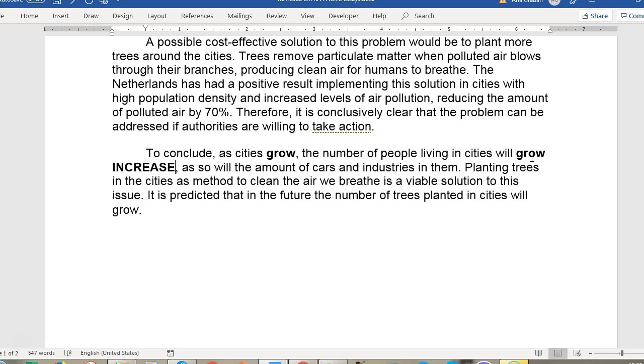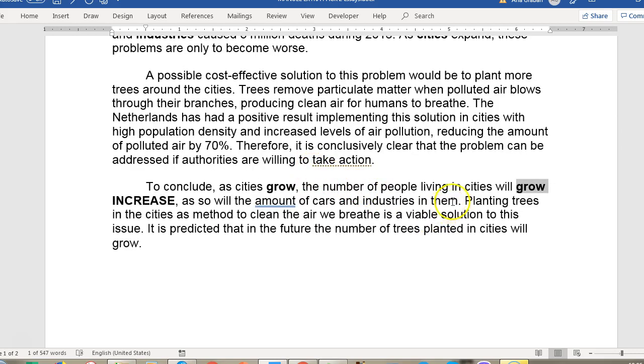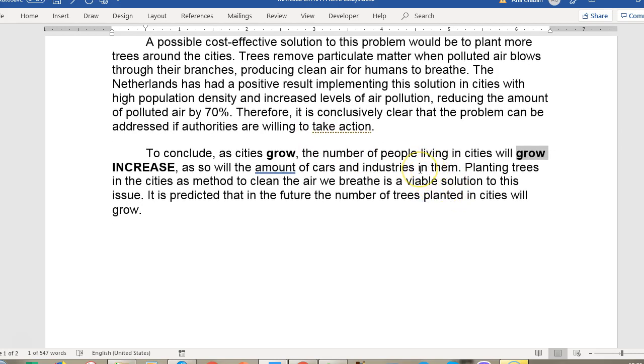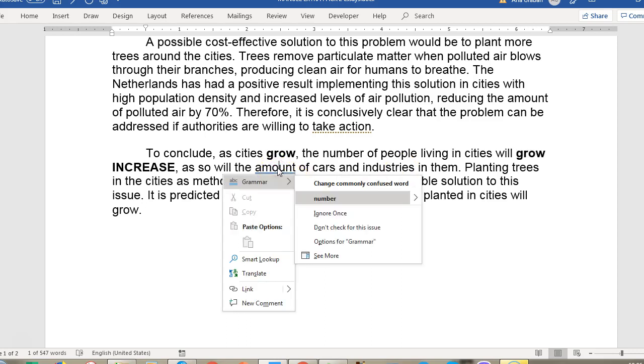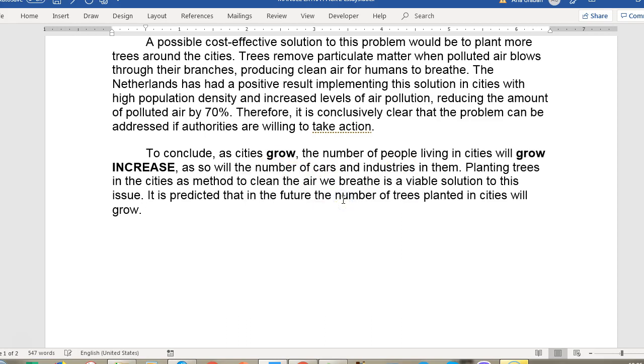I'm not being very creative, as you can see, but again, think of a synonym. Don't let your vocabulary be marred by a repeat like this. And so will the amount of cars and industries in them. Again, don't really say in them, say there, to point to the cities. Why amount? The number of cars, exactly, because you cannot.